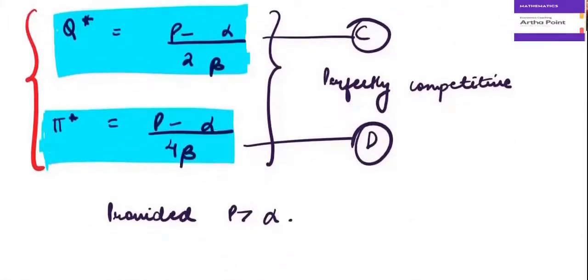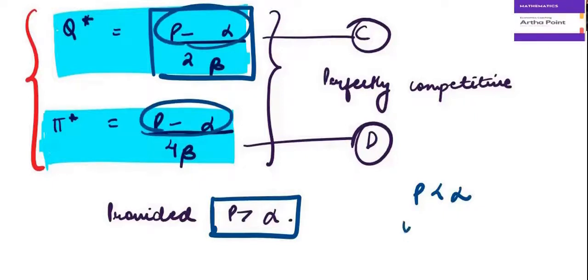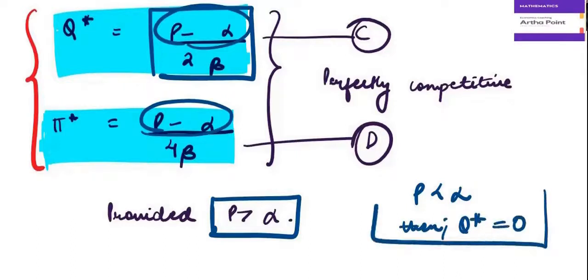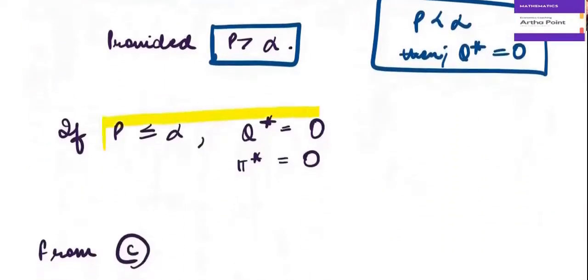You will be willing to sell quantity only if price is greater than alpha. If price is less than alpha, then nobody works at negative profit, even from here. So if price is less than alpha, then your optima quantity becomes 0. So this is what we have got: if P is less than alpha, then optima quantity is 0 and the profits are also 0. Even at P equal to alpha, this is the case.